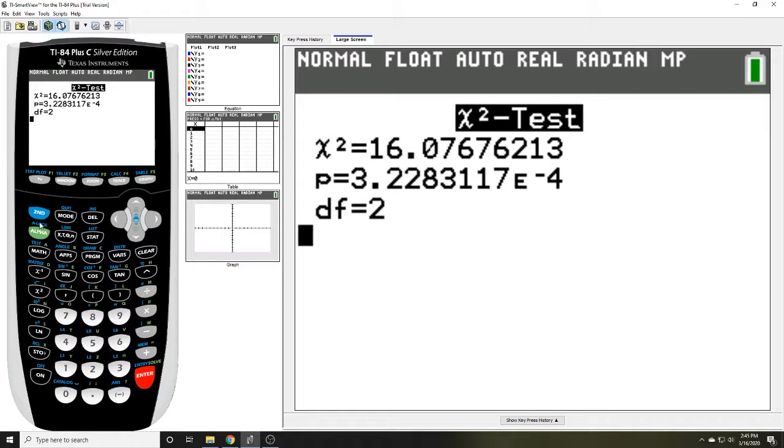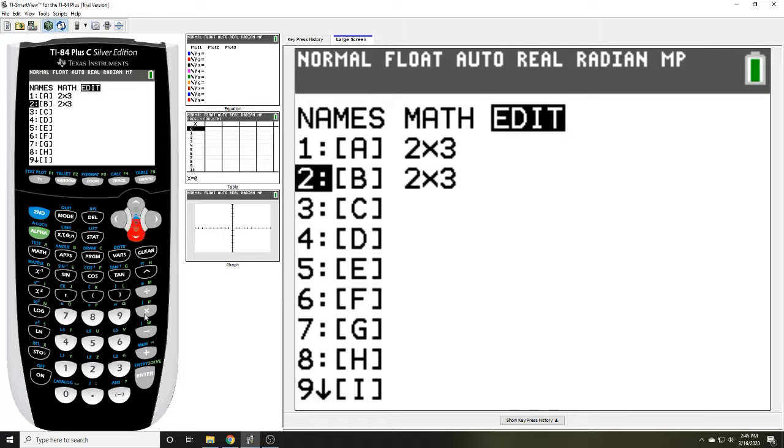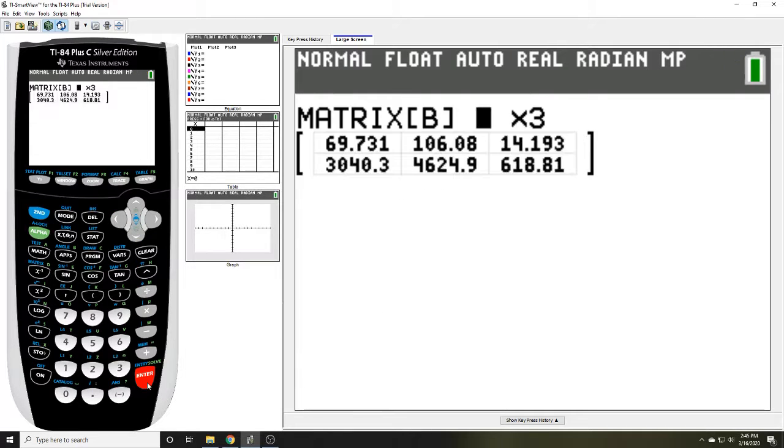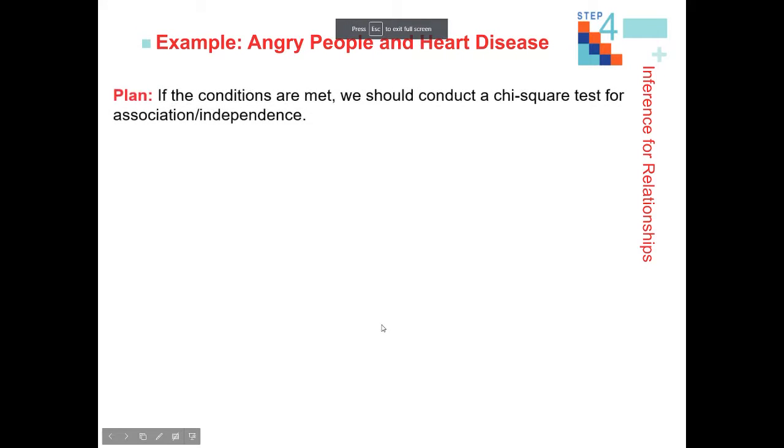Okay, and if you go, this would be something you would put in step 2. You'll notice that matrix B is filled out now. So I can go into edit and see what's in matrix B. Here are my expected counts. So we can write those all down and we can say that they're all at least 5. Okay. So let's go back. We had our conditions. Oh, this way.